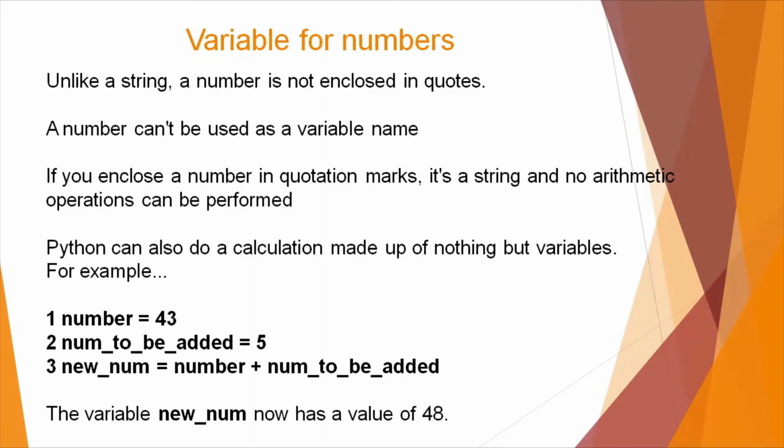For example, here we have a number that is equal to 43 and another number to be added is 5. So we can easily perform the addition between these two by declaring a new variable, new number. And this new variable, new number, will have the value of 48. So let's run this on our PyCharm.